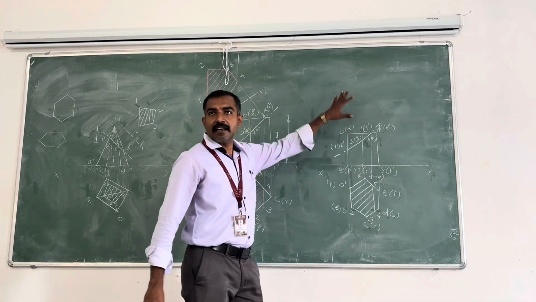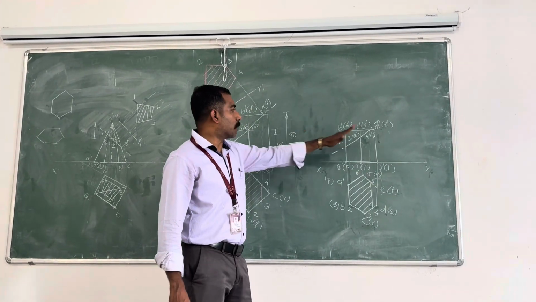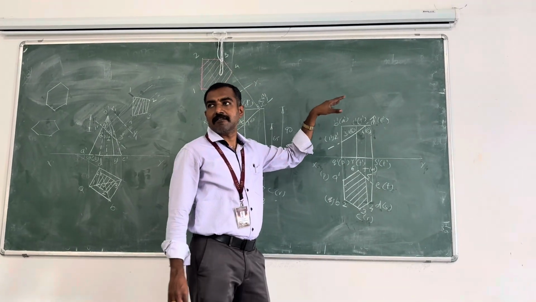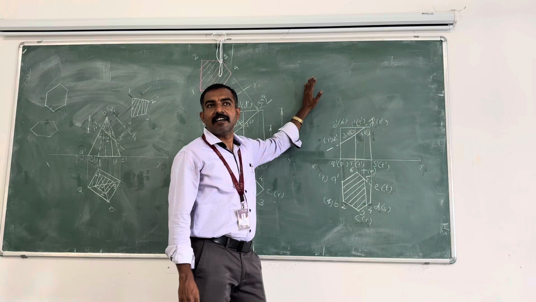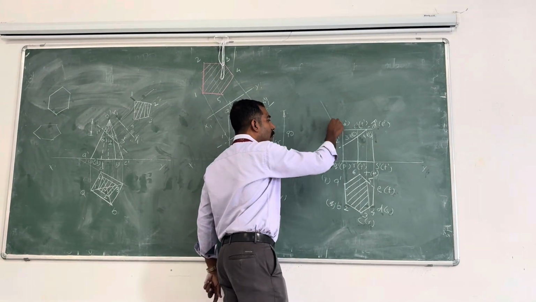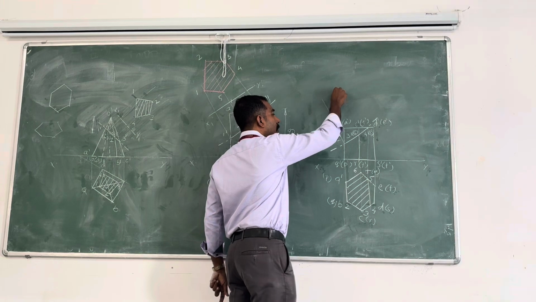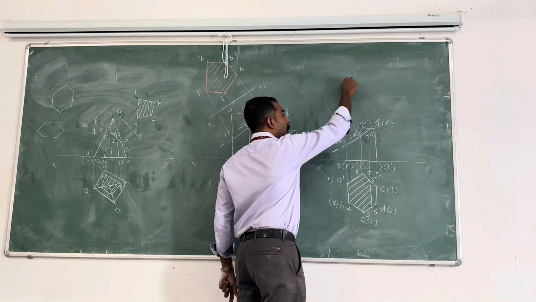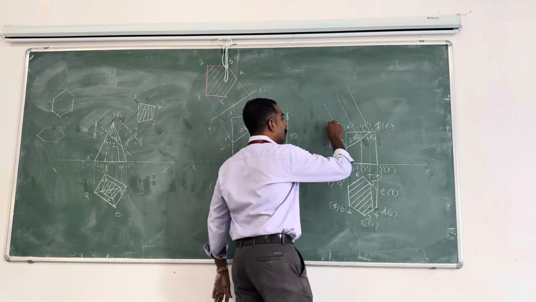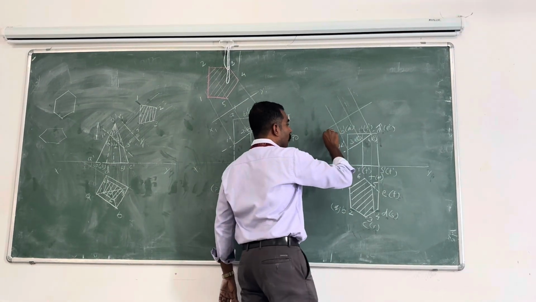So this is the top view. If we cut and remove only this portion, we can see the section. The next step is to draw the true shape of the section. For that, from each edge we draw a perpendicular line, and then we draw a parallel line. This is X1 Y1.